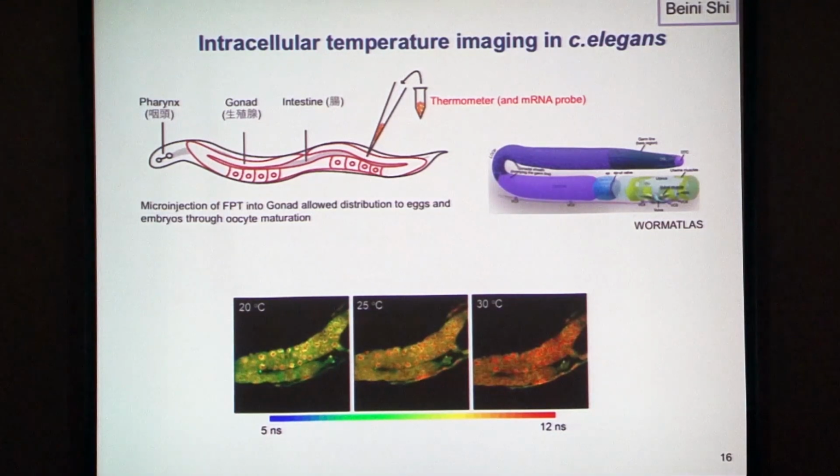suggesting that the thermometer can function even in the C. elegans. As you can see, there is an interesting temperature distribution in the nucleus of the gonad, suggesting a higher activity of the nucleus in the very primitive oocyte.